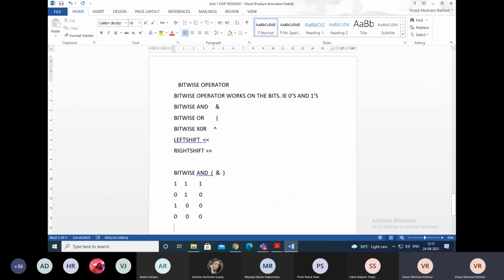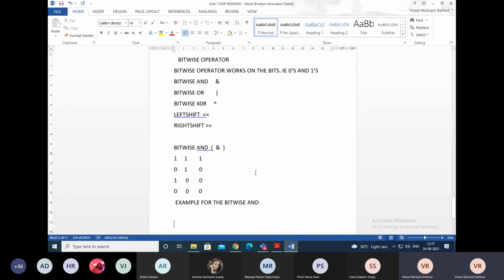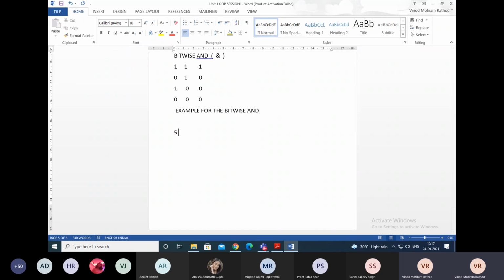Now the question is, if I want to apply this bitwise AND, how can we implement or use it? So let us take an example for the bitwise AND. Suppose I have 5 and 6. I want to perform the bitwise AND operation on 5 and 6. Do you have any idea how we can perform the bitwise AND operation on these two numbers? Anyone?